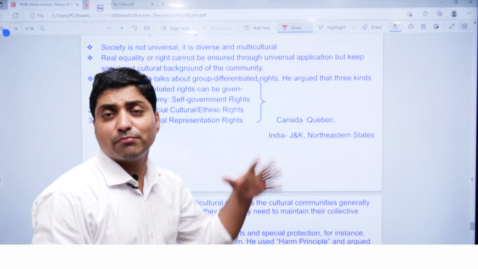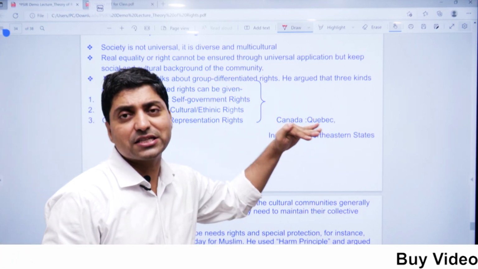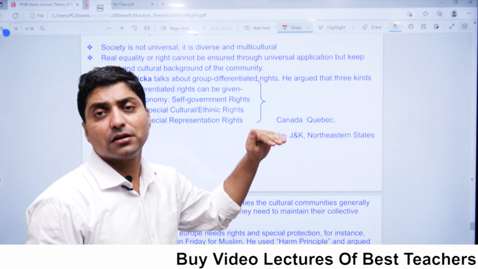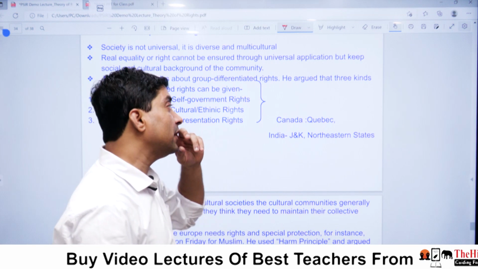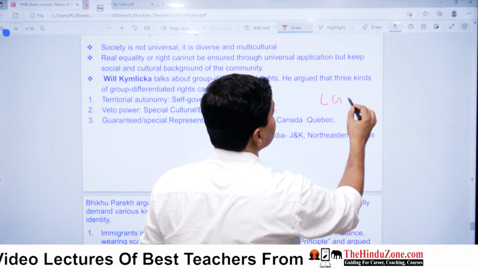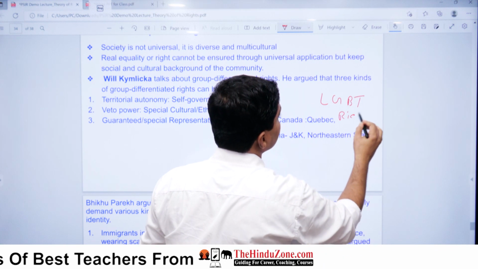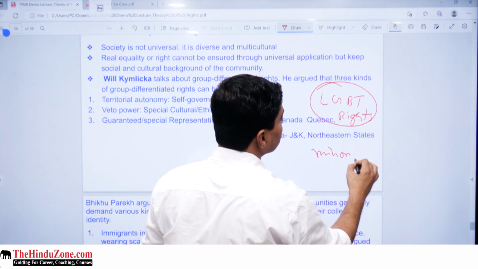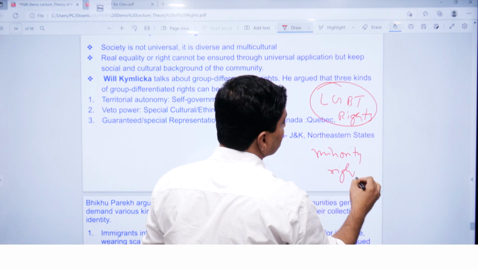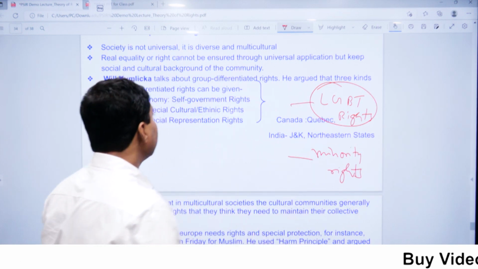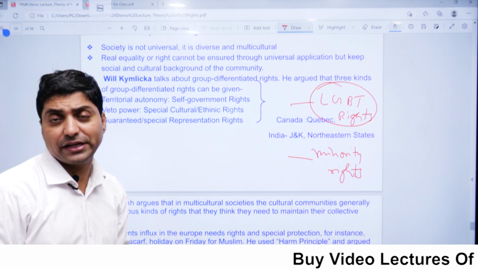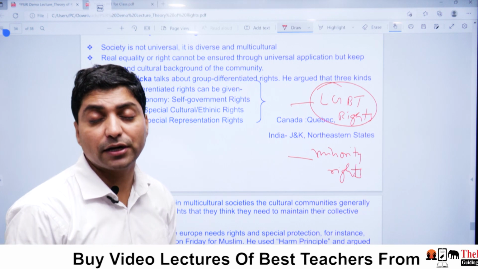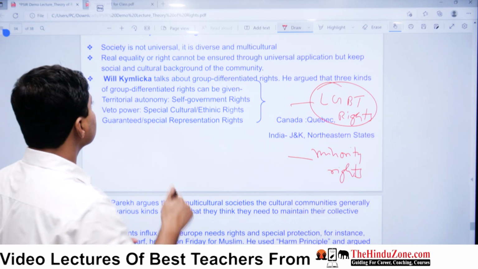So the multiculturalist thinks that the modern state must recognize group rights. For example, LGBT rights, or minority rights. Who are the exponents of these multicultural rights? There are two exponents that I would like to talk about. One is Bhikhu Parekh, a great renowned philosopher, and the other is Will Kymlicka.